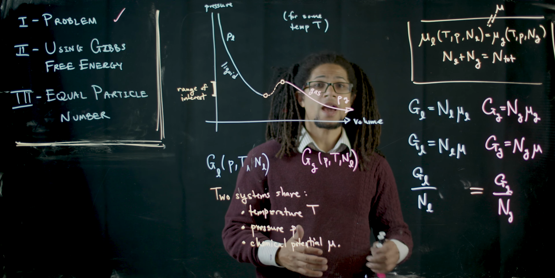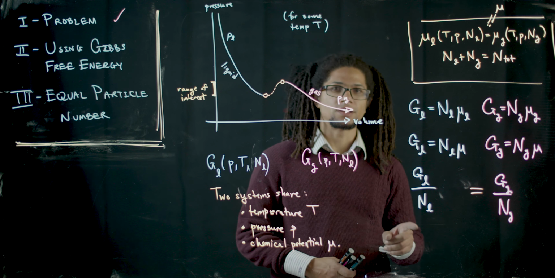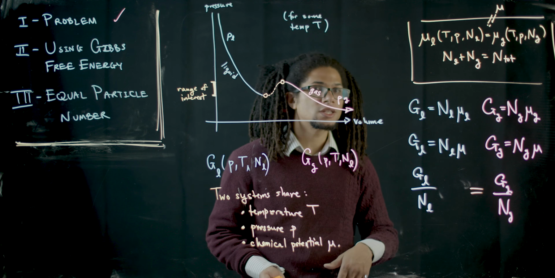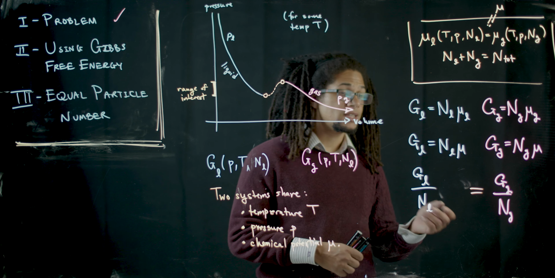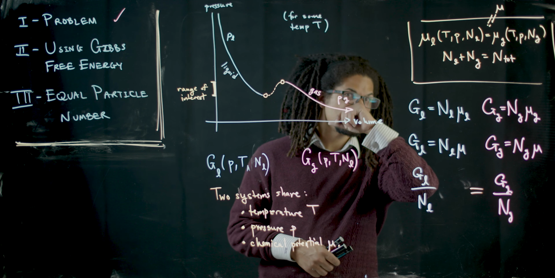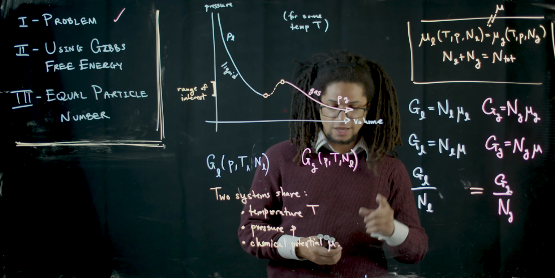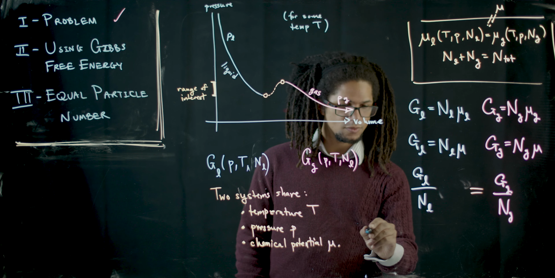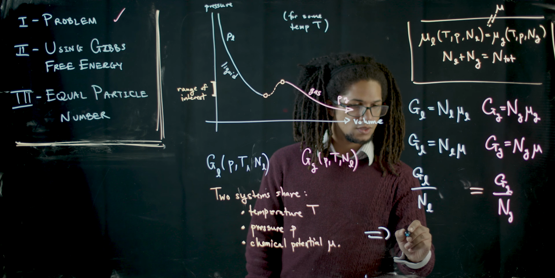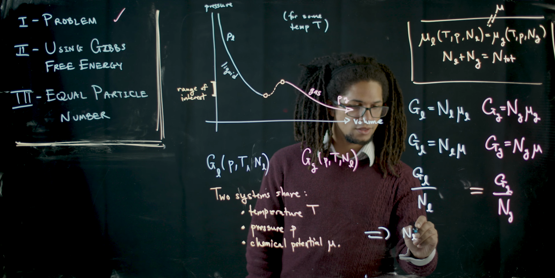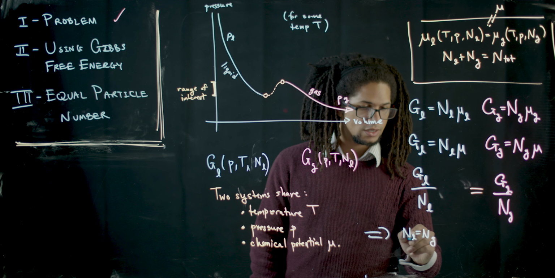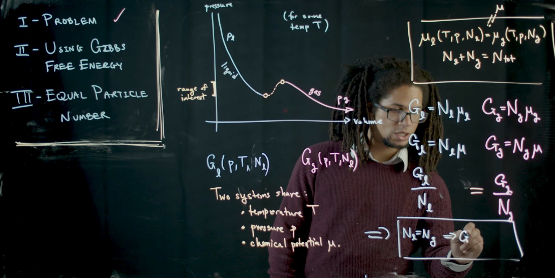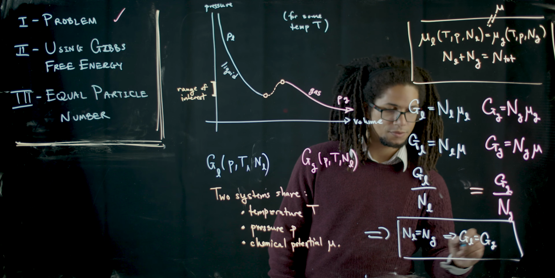Excellent. And now we can state a very important fact, which is that if we assume that we're at some point where we're going from mostly liquid to mostly gas, that is to say, when the number of particles in the liquid phase is equal to the number of particles in the gas phase, then G_L is equal to G_G. So N_L equals N_G implies G_L is equal to G_G.